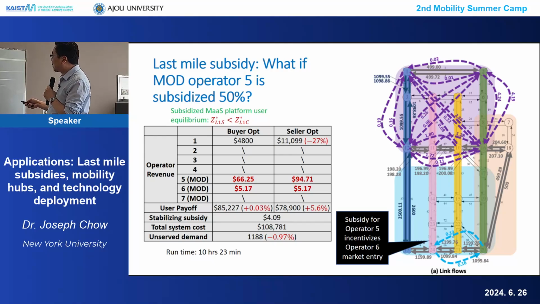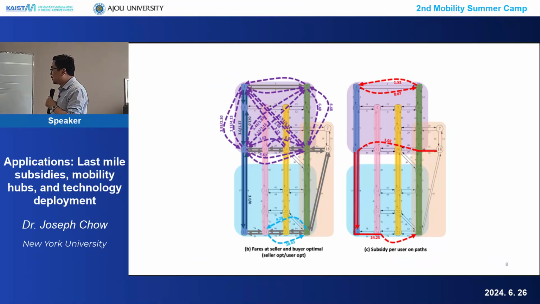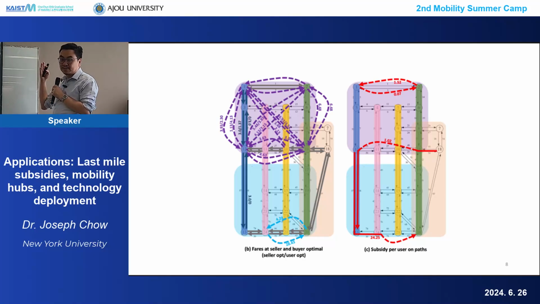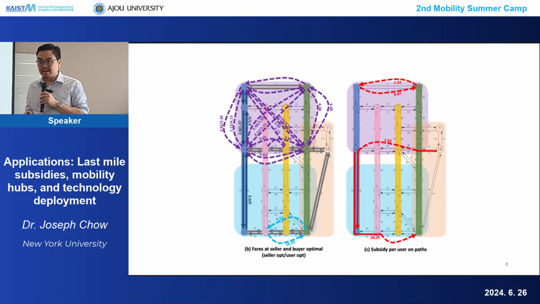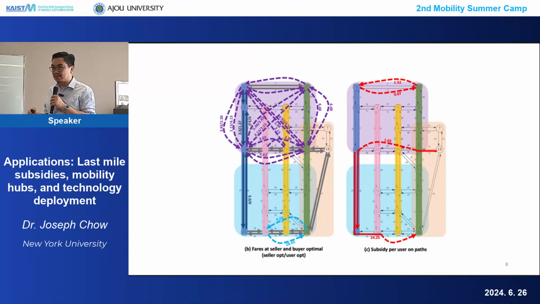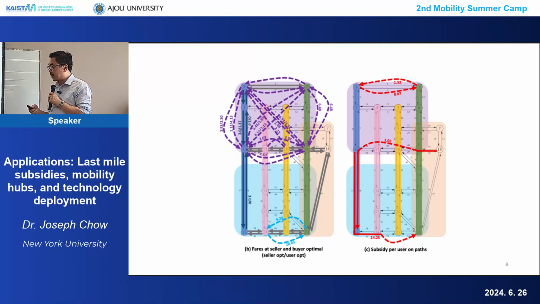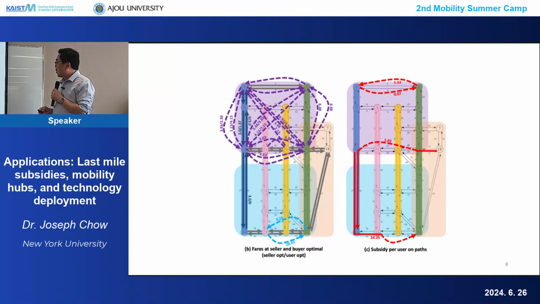And corresponding to these flows, we would also see the buyer and seller optimal prices for each of the links. So you can break that down. You can also break down the subsidy per user on the paths. This is the amount that you have to subsidize for this particular path. And so you can identify all of that to provide guidance on how to make the system stable.